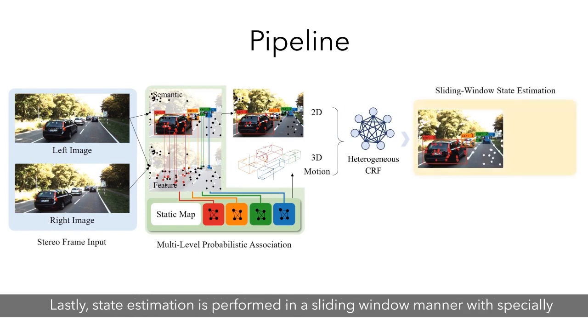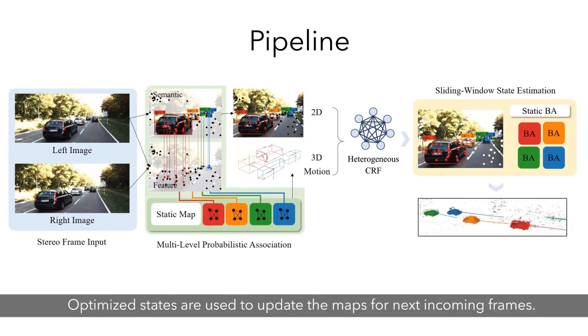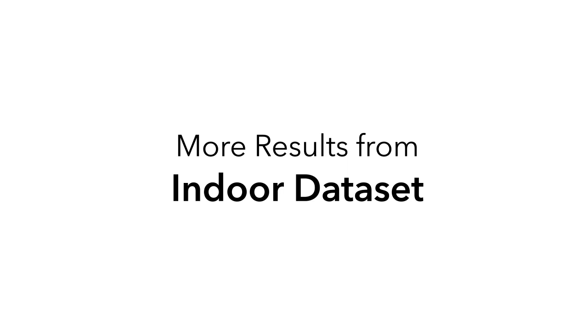Lastly, state estimation is performed in a sliding window manner with a specially designed keyframe management mechanism for the static map and the dynamic clusters. Optimized states are used to update the maps for next incoming frames. Here are more results.